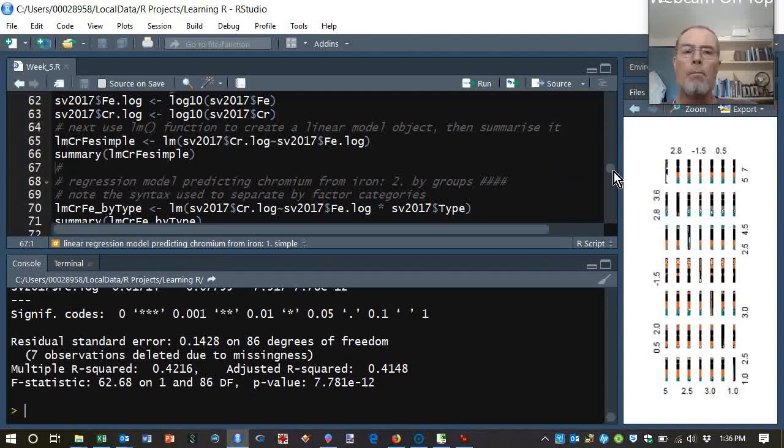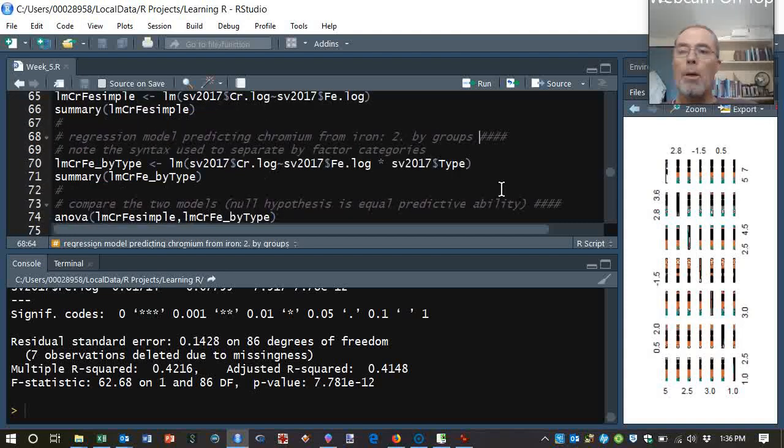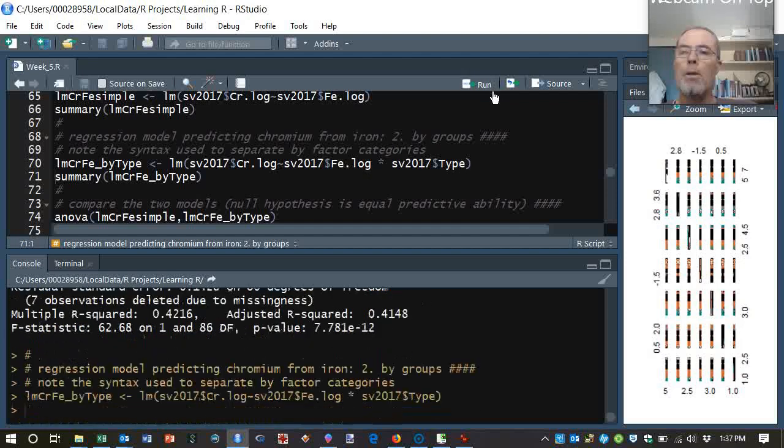All right, well then, because we know that our data are grouped, that we have several different sample types contributing to those variables, we could run a model by type. And the way that we do that is to set up our linear model using the LM function, have our 2 variables, chromium, wiggly line dependent on iron, then use a multiplication symbol, the asterisk, to multiply by a factor, and that's now our linear model. It means chromium dependent on iron, but a different relationship for each sample type. So let's run that and check our output.